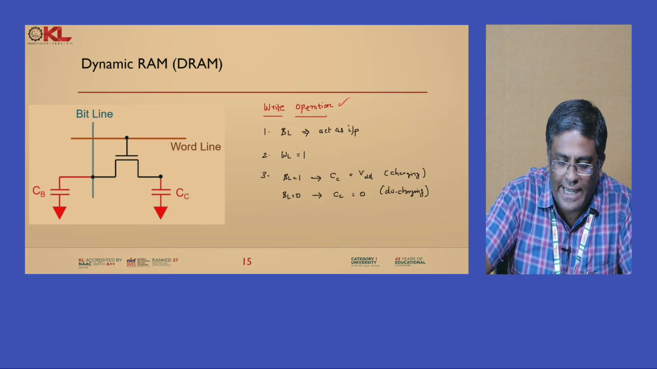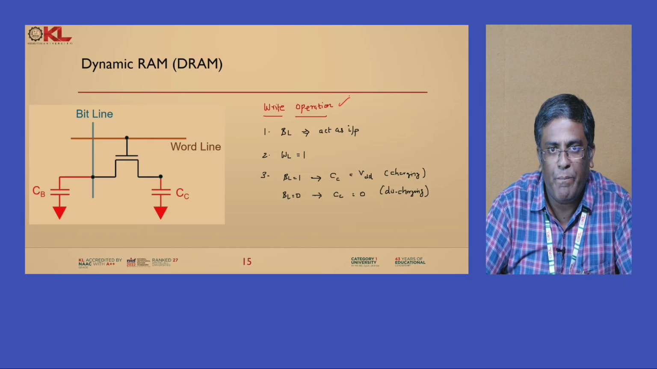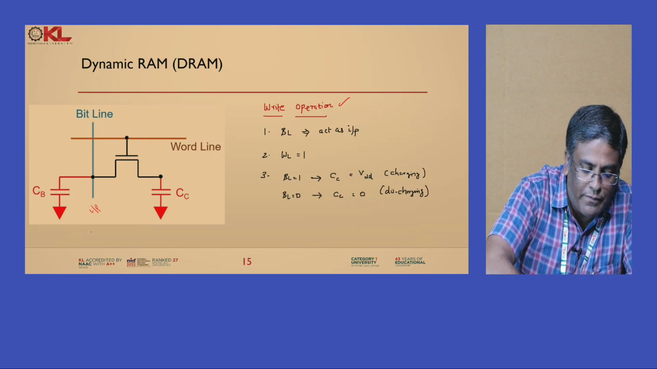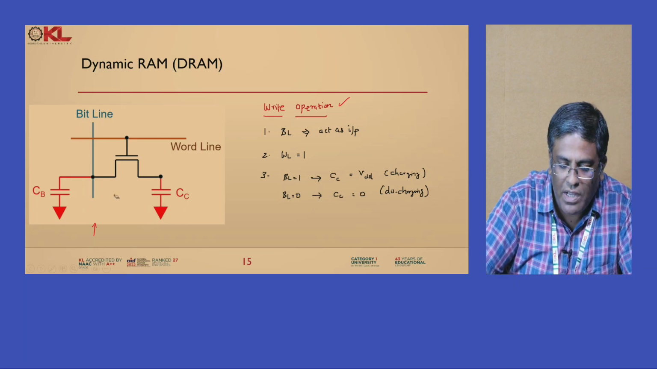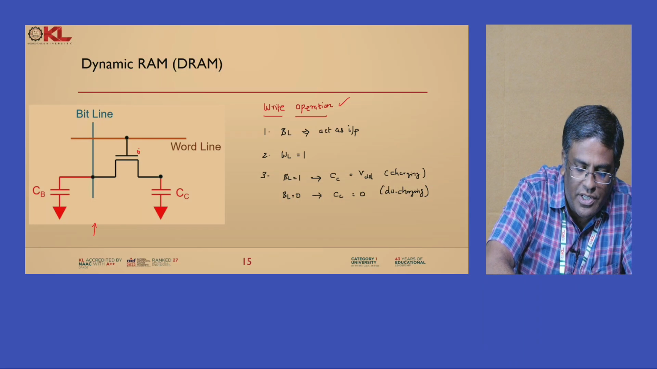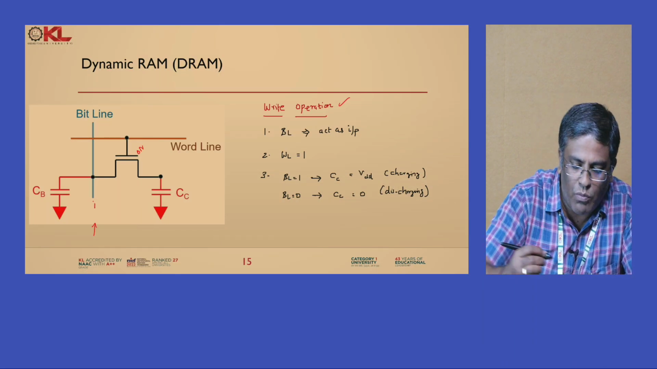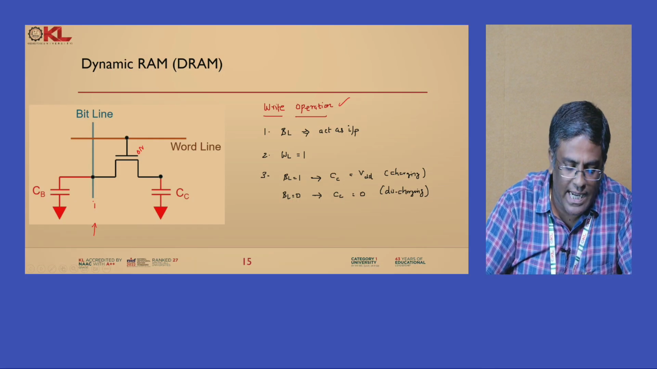So let me go to the write operation of the DRAM in a simple way. Here the bit line is acting as an input, so that we are feeding the input from the bit line, and WL is equal to 1, so that this transistor is in the on condition. Now we are feeding the bit line equal to 1 over here. So what is the case over here?